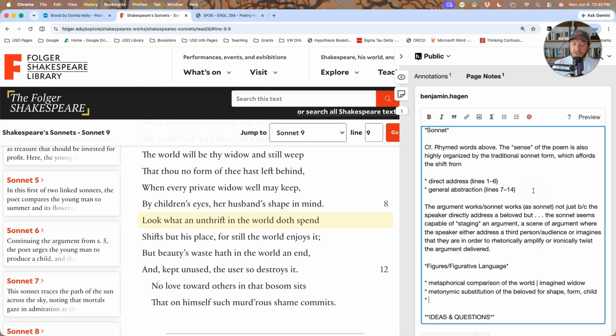So in addition to the primary metaphor and metonymies of the poem, the world and the widow, the substitution of the beloved for a shape, a form, an issue, a child, or children's eyes, as the poet puts it, you also have a kind of hyperbole: the exaggerated amplification of staying single, staying single to suicide, to murder.